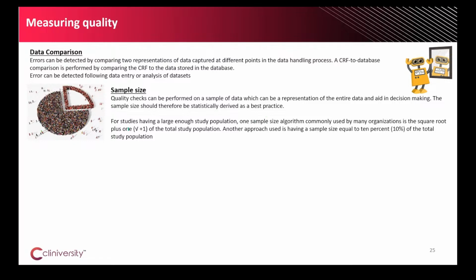Now, the general practice across the industry is that for studies which have a very large population, a common sample size algorithm is the square root plus 1 of the total population. So take the square root of the total subject population, and then add 1 to the result. That becomes your sample size. Another approach, which is also frequently used across the industry, is using a 10% sample of the total subject population.